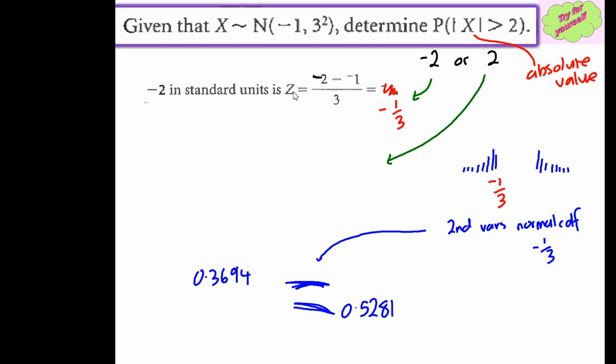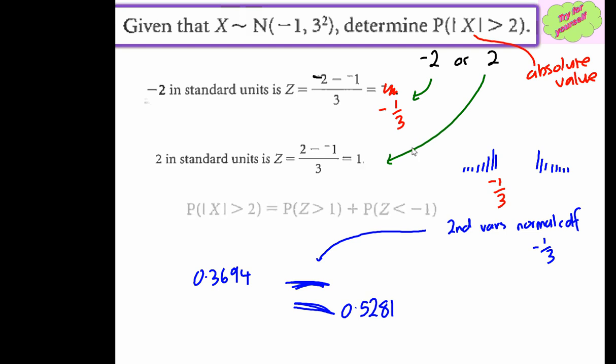Negative 2 in standard units is z equals x minus the mean divided by sigma. So negative 2 minus negative 1 is like negative 2 plus 1, which is negative 1. Negative 1 divided by 3 is negative a third. And then positive 2 in standard units is 2 minus the mean of negative 1, divided by sigma. 2 minus negative 1 is 3. 3 divided by 3 is 1.